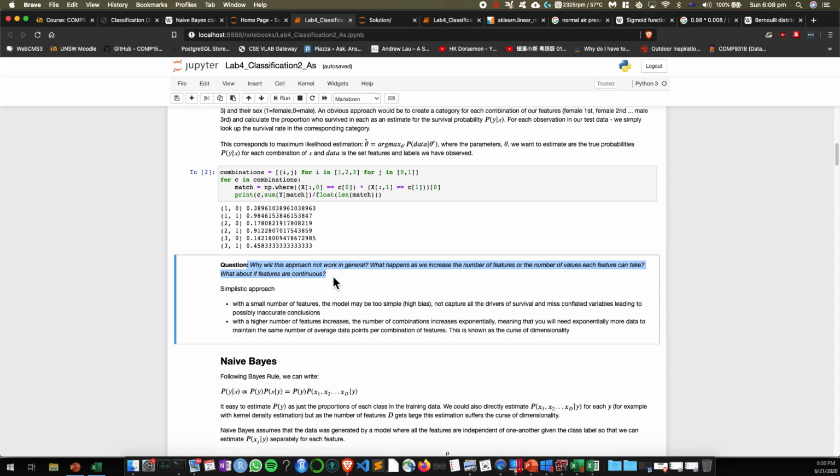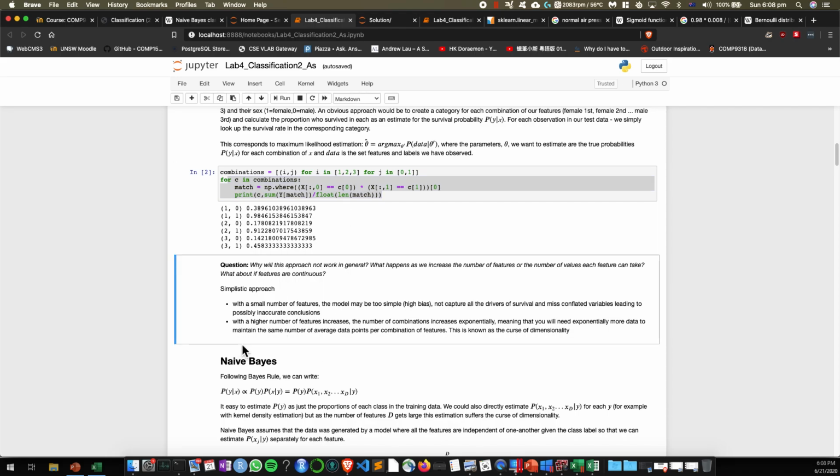What are some problems? There are a few. One, this model is really simple. It's only looking at 2 factors. When you have a simple model, it might have a high bias. It might be too simple to capture all the nuances of the data. You might need more features. It might miss a lot of confounding variables, which could lead to inaccurate conclusions, right? Now, the problem with this approach is you could increase the number of features, right?